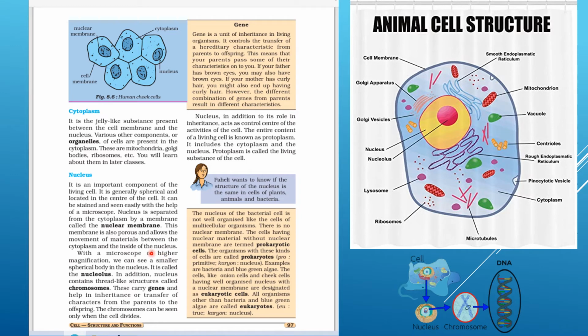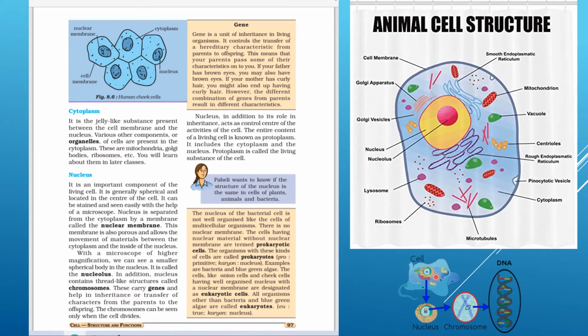With a microscope of higher magnification, we can see a smaller spherical body in the nucleus. The name given to it is nucleolus. The nucleus contains thread-like structures. Those are called chromosomes. What is their work? They carry genes.